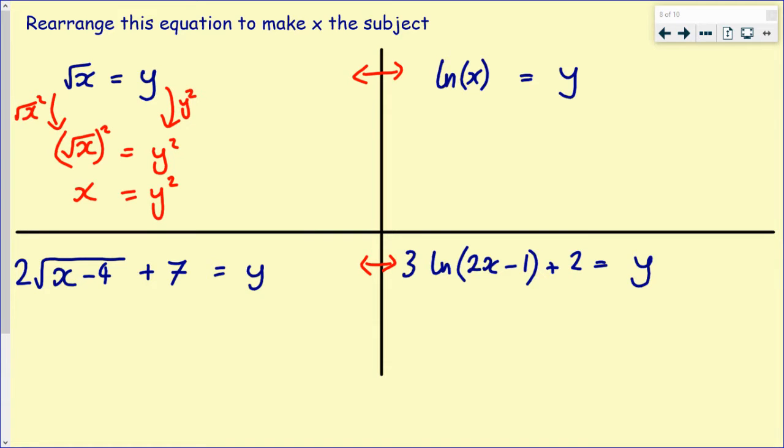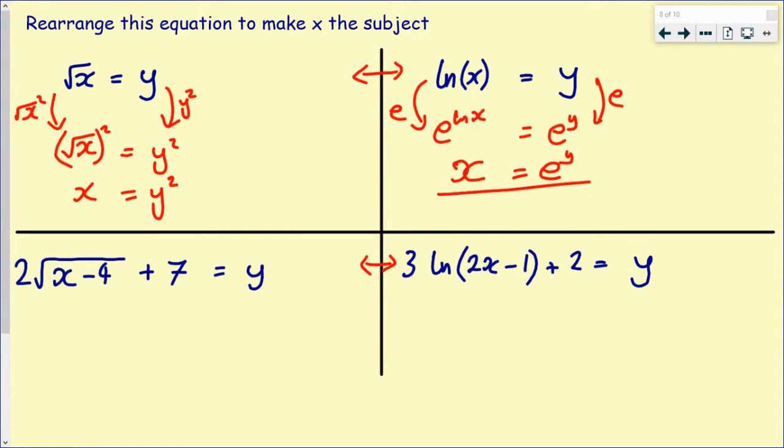What is the inverse function of ln x? It's raising e to the power of each side. Sorry for getting that confused. So here, e to the ln x. Now, e and ln x are inverse functions. They're essentially going to cancel. I'll just leave this with x. So we get x equals e to the power of y, and that's our answer.